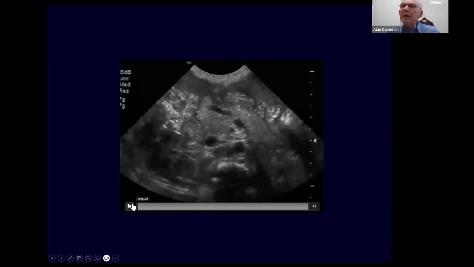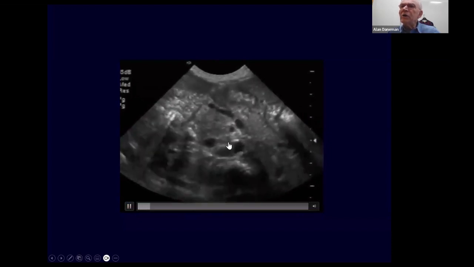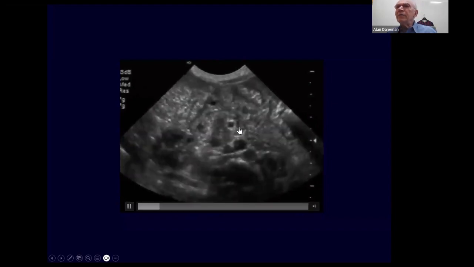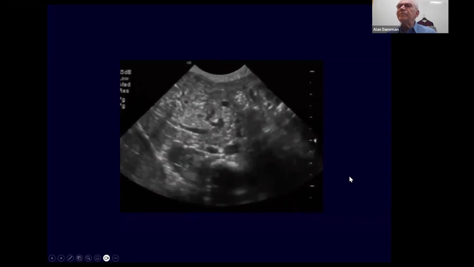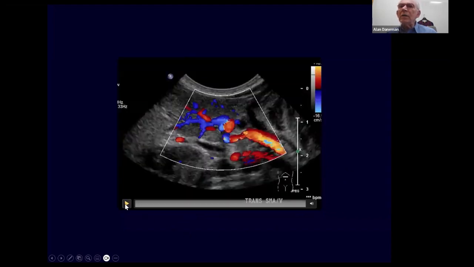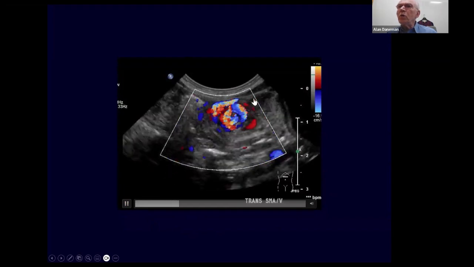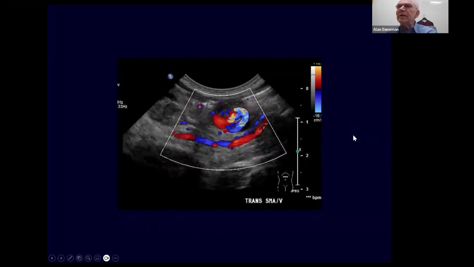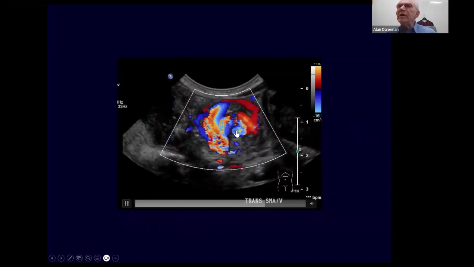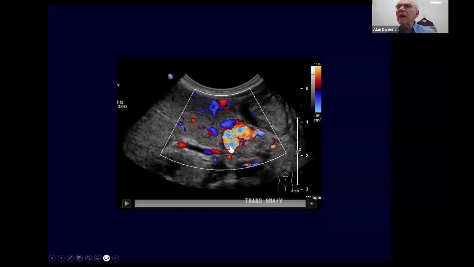I just want to go back to the beginning again to show you the superior mesenteric vessels are inverted. The vein is to the left of the artery, which is in the center. If we look at it on color Doppler, you'll see the whirlpool of the vessels, the veins going around. That's all the way down, and then coming back up, you see the artery is in the center and comes back to the aorta.